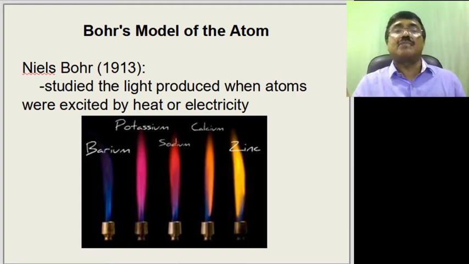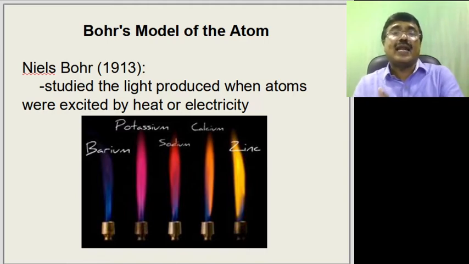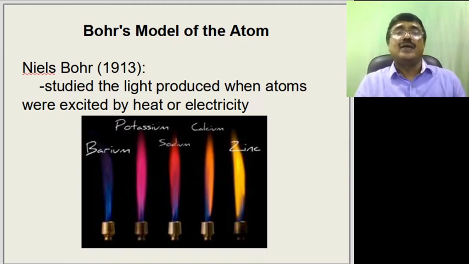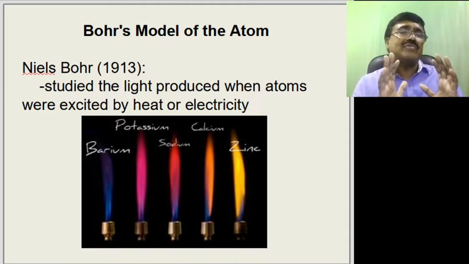Barium, potassium, sodium, calcium vapor lamps are shown here. In the flame, there will be vaporized atoms of these elements, and they are emitting light in a particular color. Sodium has a yellow color, a particular color. Calcium will have another color. Potassium will have another color, and so on. So why do these atoms, when excited, emit particular colors?